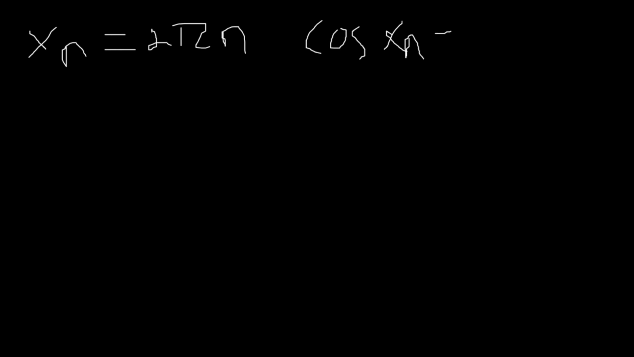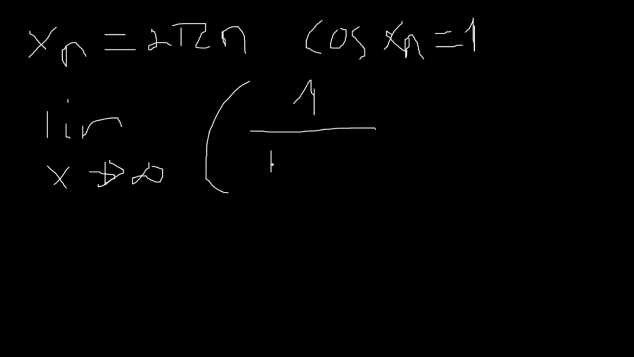If we take x_n being equal to 2 pi n, you notice that at this point, cos x_n will be equal to 1. And if you substitute here, you are going to have the limit as x tends to infinity of what? 1 all over 1 plus 1. Hence, you are going to be having half.